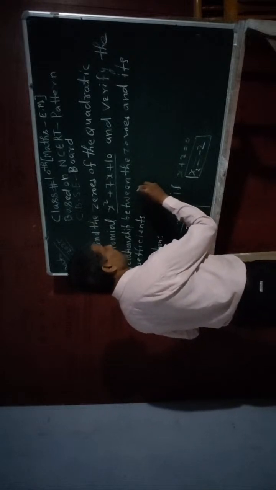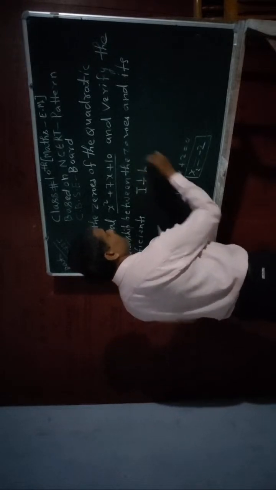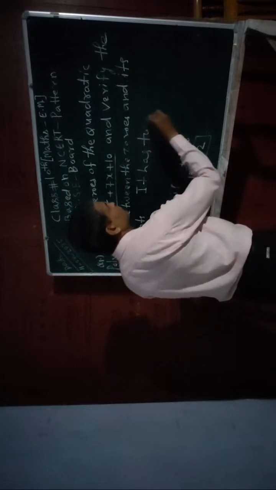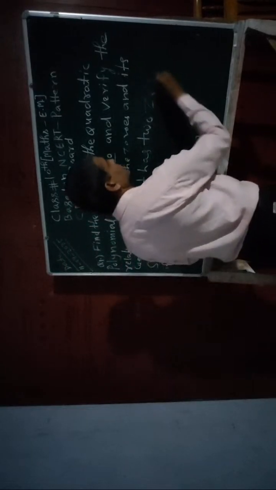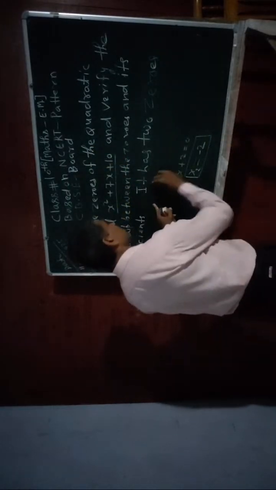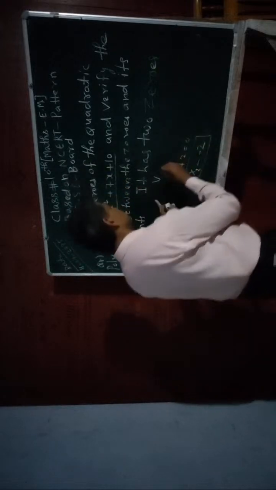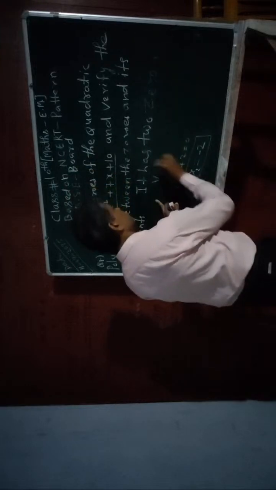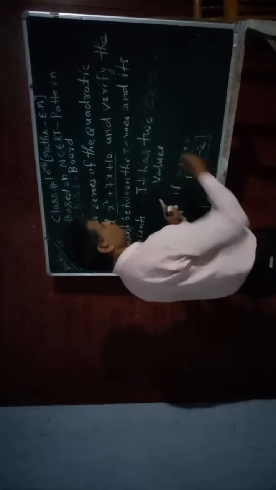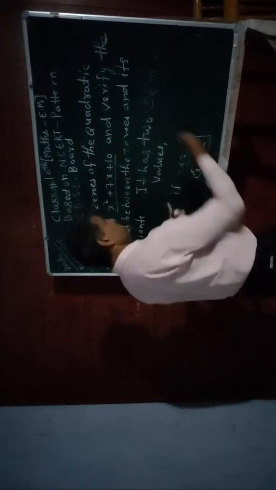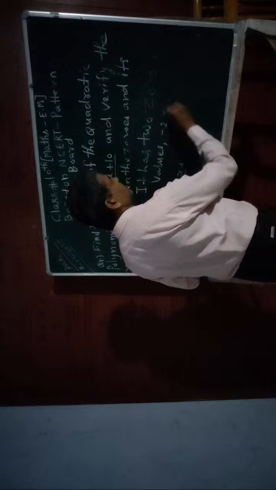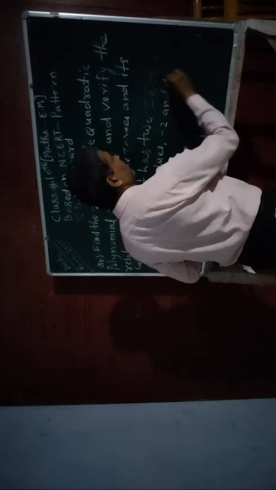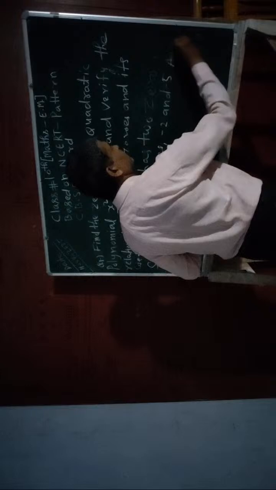Now it has two zeros value. One is minus 2 and the other is minus 5. This is one answer. Okay, student.